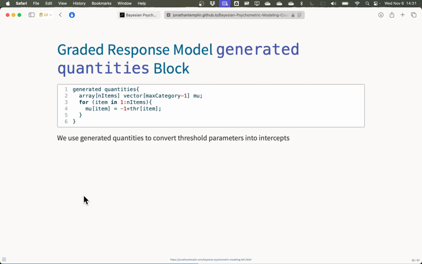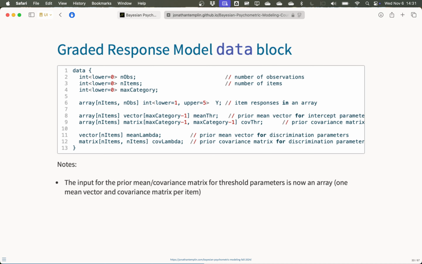Now, in the generated quantities block, we can transform our threshold into our intercept parameter, since I've been using that notation throughout class. This intercept parameter is just -1 times the threshold, and then we can output the intercepts and see how those look.